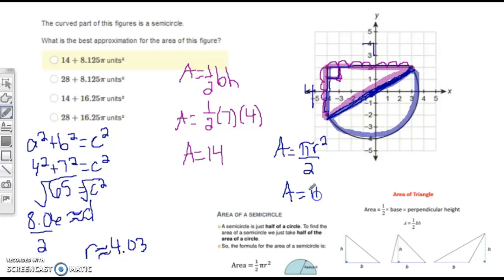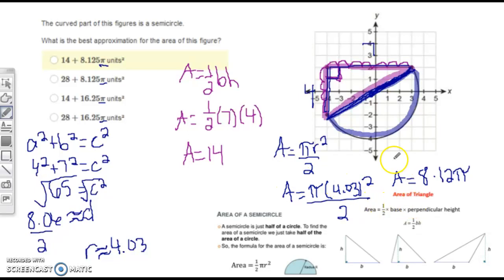So the area equals pi times the radius squared divided by 2. I'm going to type in 4.03 squared, divide that number by 2, and I'm left with area equals 8.12 pi. The reason I didn't multiply by 3.14 is because if you look at each of your answer options, it has pi in the answer. So I don't want to plug in 3.14. I want to leave it as pi.